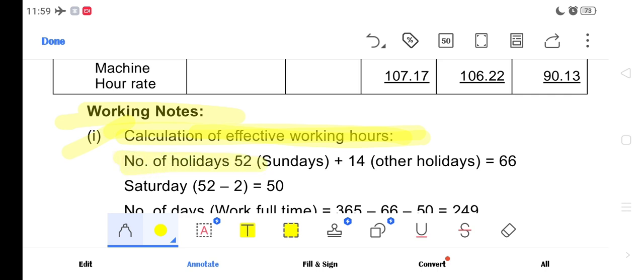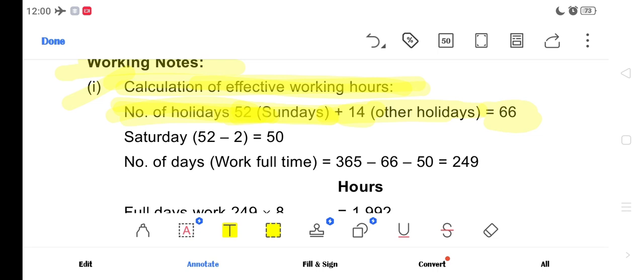So first of all we'll calculate the number of holidays in total in a year. Number of holidays: 52 Sundays in a year. How many weeks are there? 52 weeks. So per week only one Sunday, no? Yes. So 52 Sundays. And how many other holidays are there apart from Sunday? 14 other holidays are there, no? So 52 plus 14, which comes to a total of 66, right?